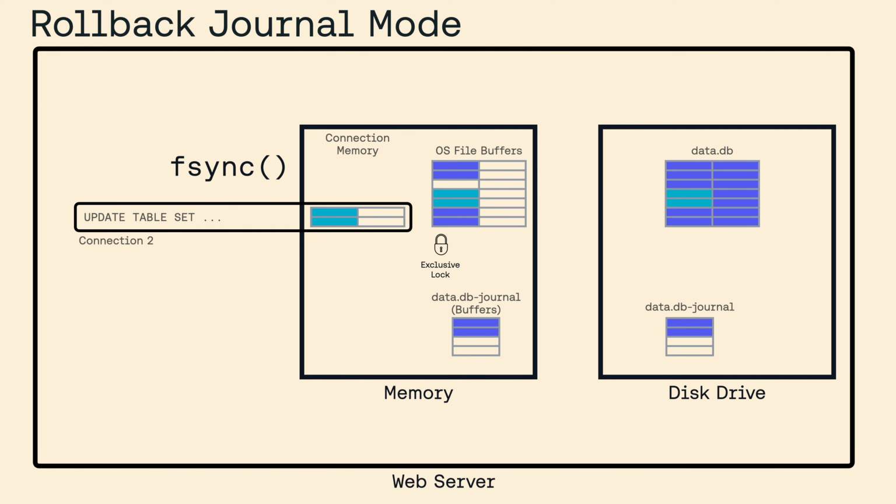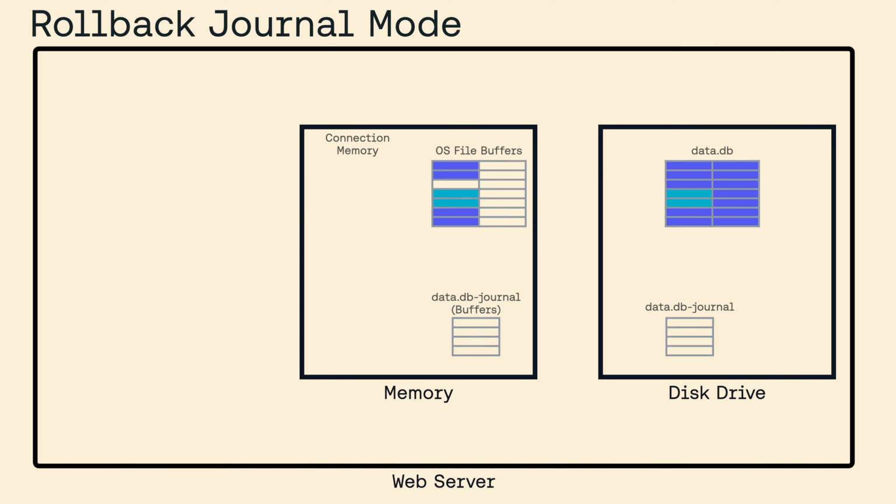The last couple of steps in the writer process is to first delete the rollback journal, at which point the write transaction is committed, and finally the exclusive lock is released, at which point other readers or writer processes can start interacting with the database.